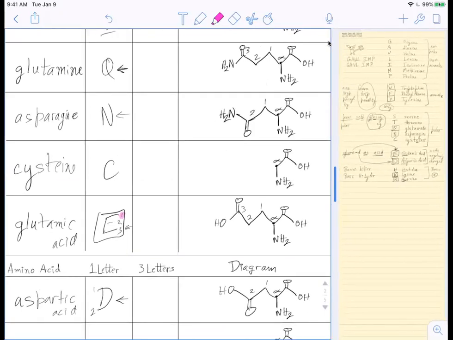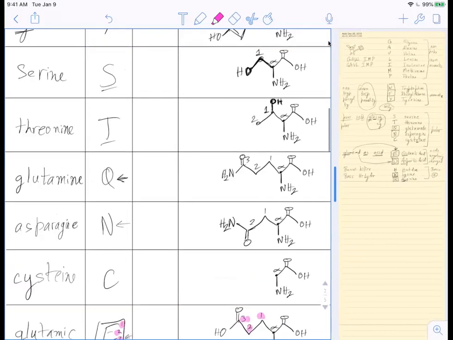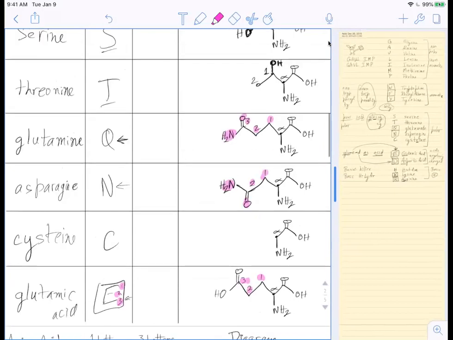1, 2, 3 for E, and 1, 2 for D, and then it's an acid, so it gets COOH, whereas glutamine and asparagine wouldn't be the same thing, so there's got to be something different. So instead of COOH, they get O and NH2, and still the same 1, 2, 3 analogy, 1, 2.